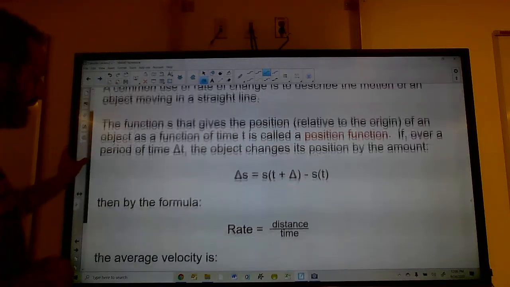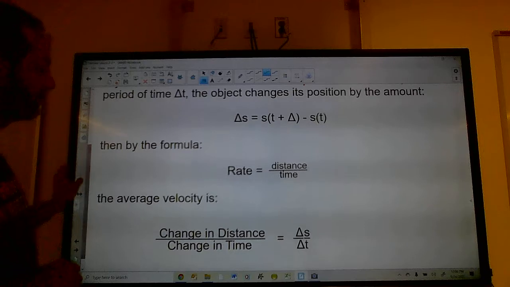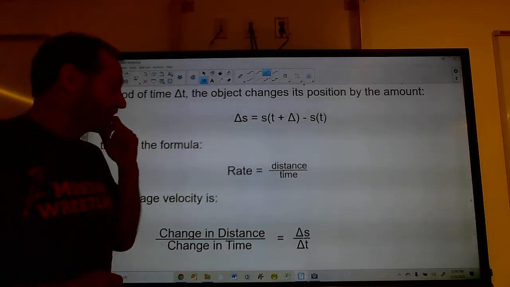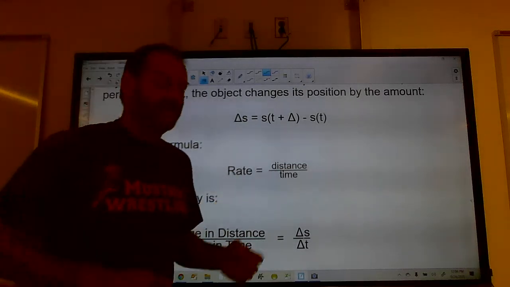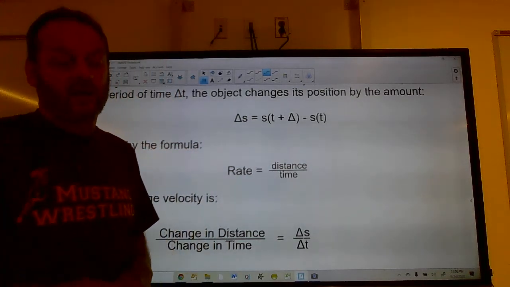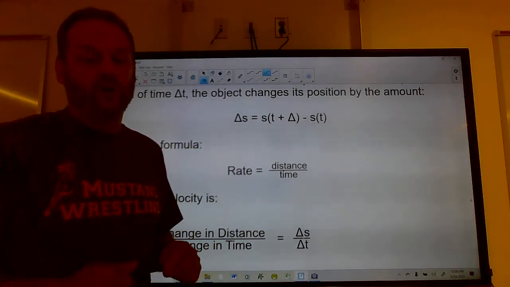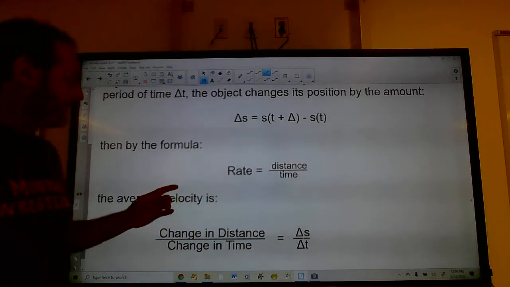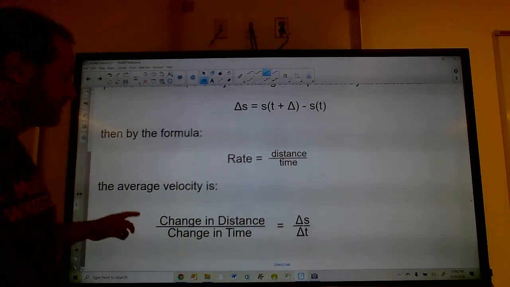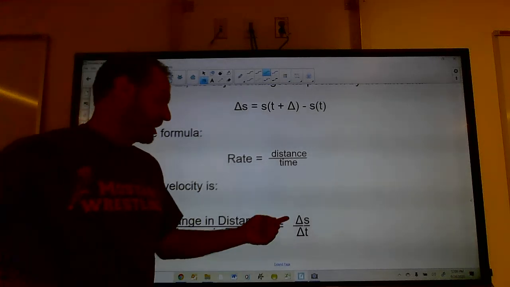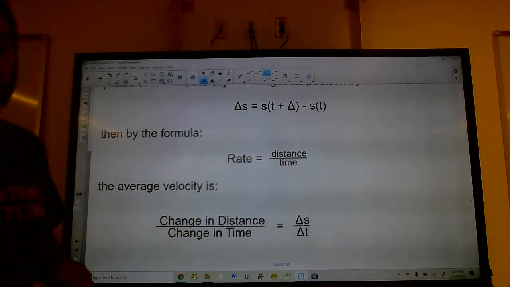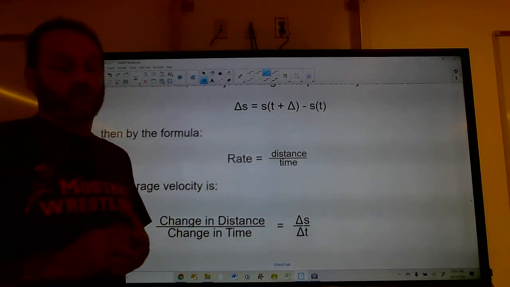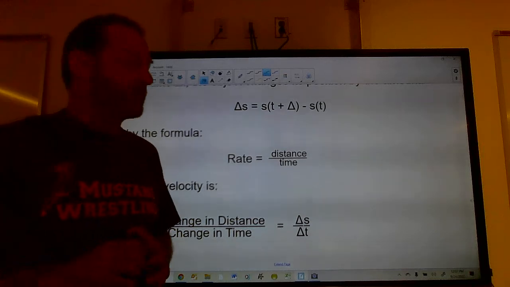Okay? Then, by the formula, this you should know from previous math classes, and if you've got physics or some other kind of science, rate is distance over time. So your speed is your distance divided by the time that it takes you to go that distance. The velocity is the change in the distance divided by the change in the time, or delta s over delta t. So the velocity is the derivative of the position function.